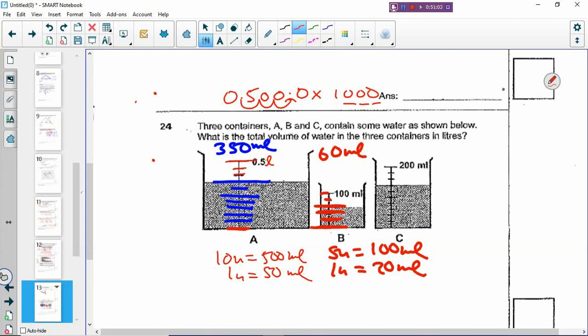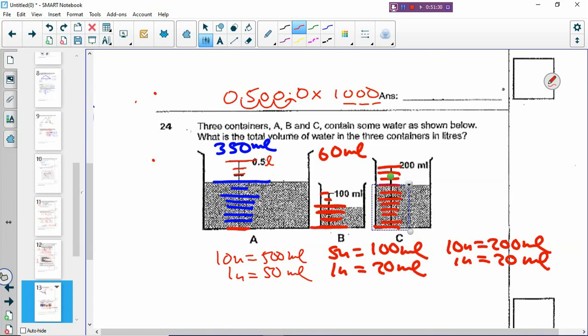Yep, correct. And then the next container will be how many gaps? 0, right? The starting line is always 0. 1, 2, 3, 4, 5, 6, 7, 8, 9, 10. 10 gaps again. So if there are 10 gaps again, that is 200 ml. So your one gap will be 200 divided by 10, 20 ml.